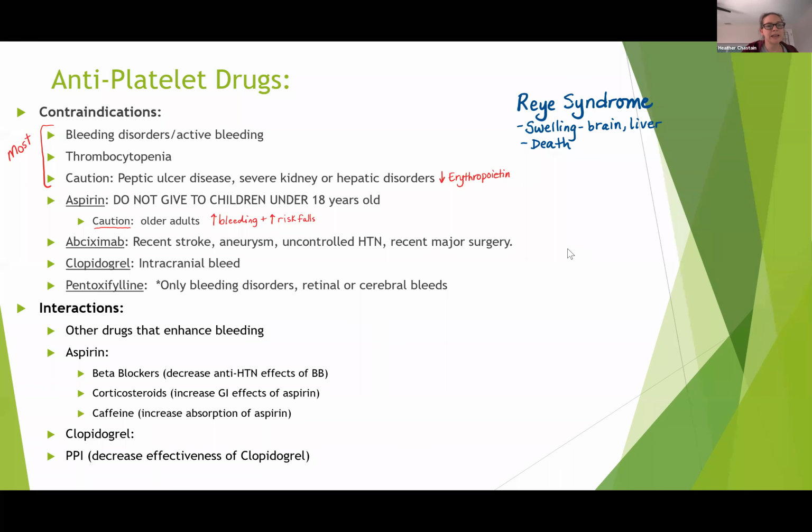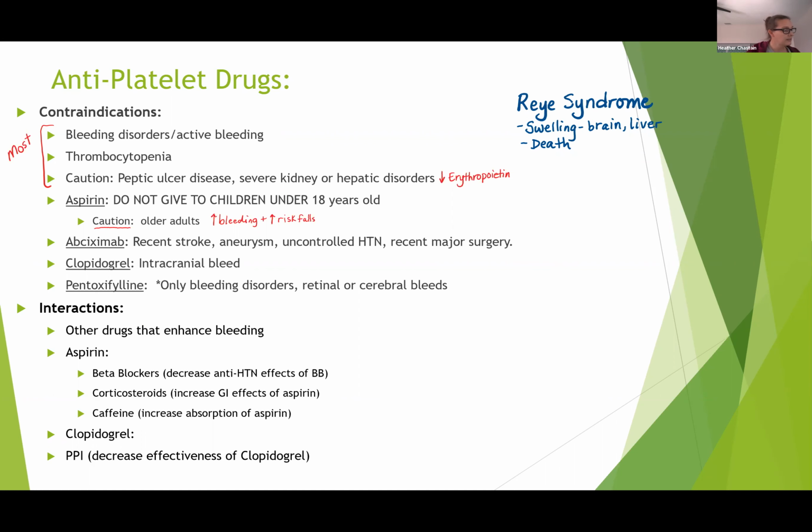Now with abciximab, contraindications are recent stroke, aneurysm, uncontrolled hypertension, and recent major surgery. Clopidogrel, intracranial bleed. I would think if you had any kind of bleed, that should be a contraindication. Pentoxifylline, only bleeding disorders. So pentoxifylline, again, is like the black sheep of the group, and it doesn't have the contraindications like the others. It's only bleeding disorders, okay, retinal or cerebral bleeds.